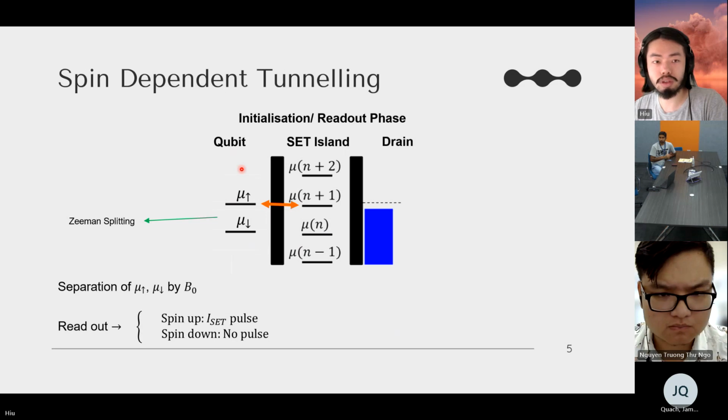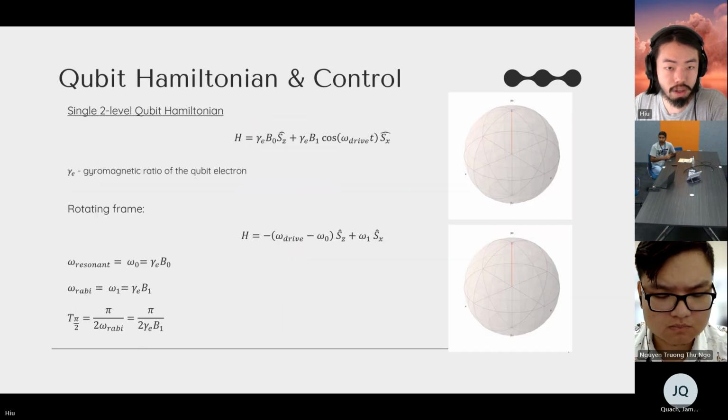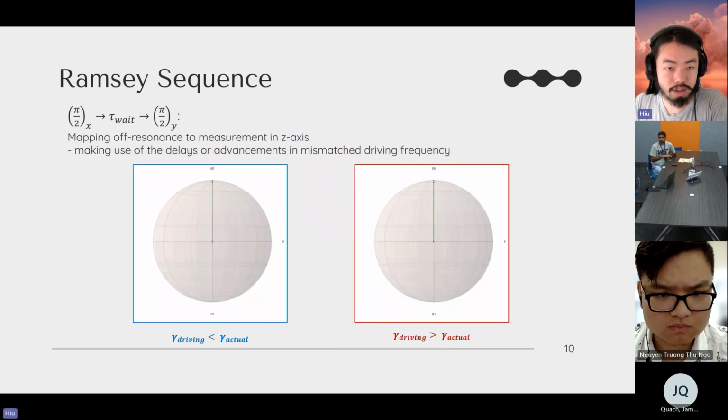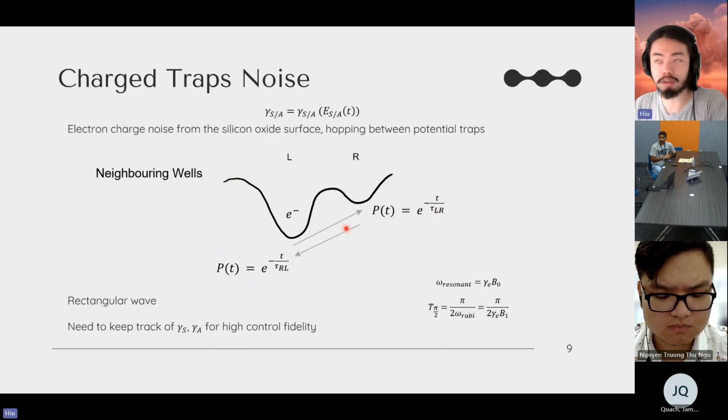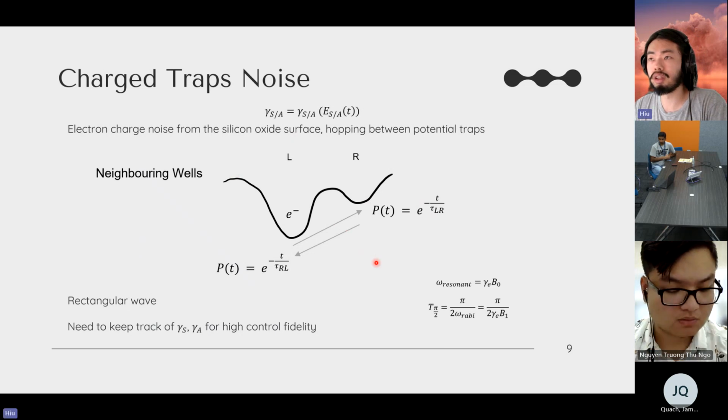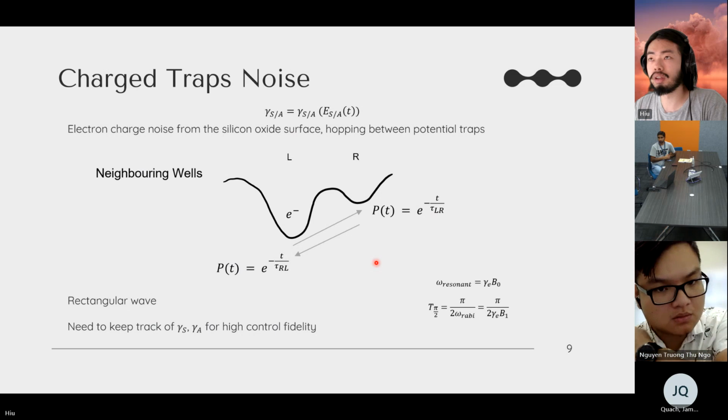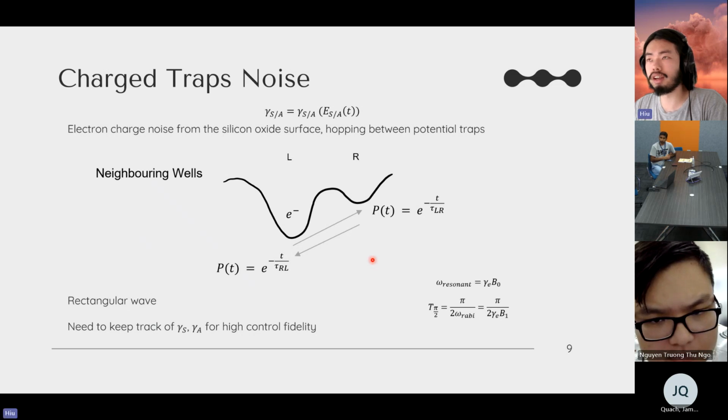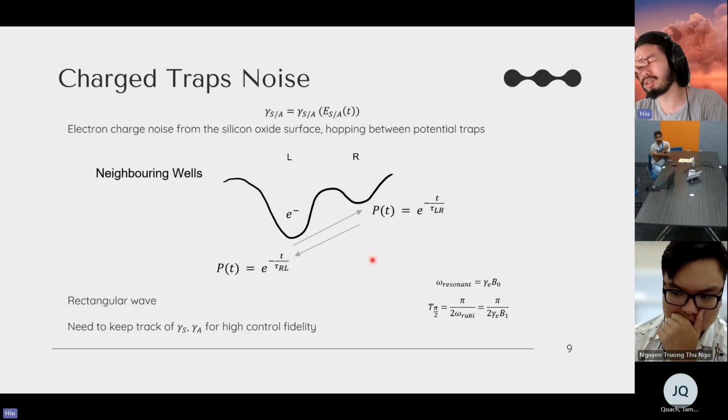A couple more. Go forward a couple more slides. The one with the two wells. This one. No, the previous one. So these potential wells, I'm trying to understand what the difference is. The silicon oxide surface creates potential wells, is that what you're saying? I think it's the defects on the silicon oxide surface.